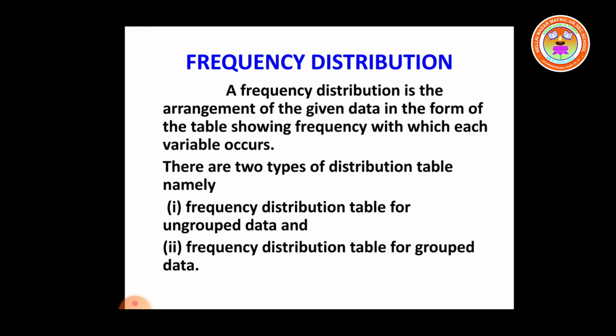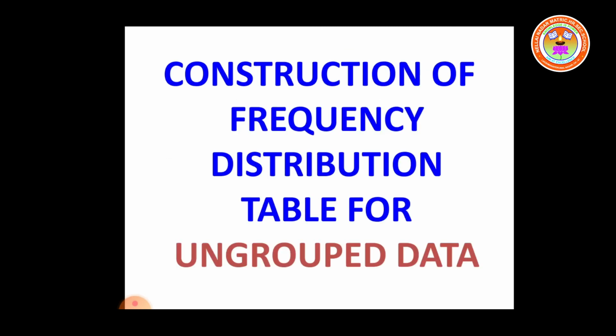Next one, frequency distribution. A frequency distribution is the arrangement of the given data in the form of a table showing the frequency with which each variable occurs. There are two types of distribution table, namely frequency distribution table for ungrouped data and frequency distribution table for grouped data. Let us see construction of frequency distribution table for ungrouped data.